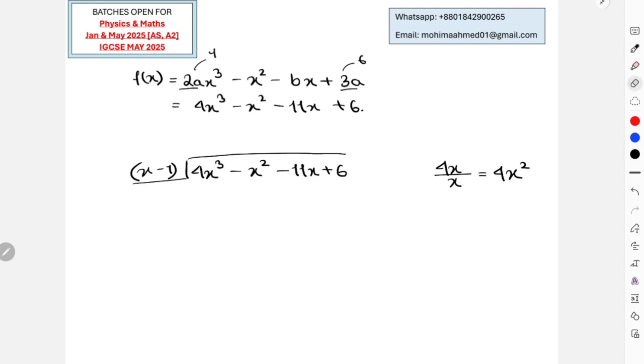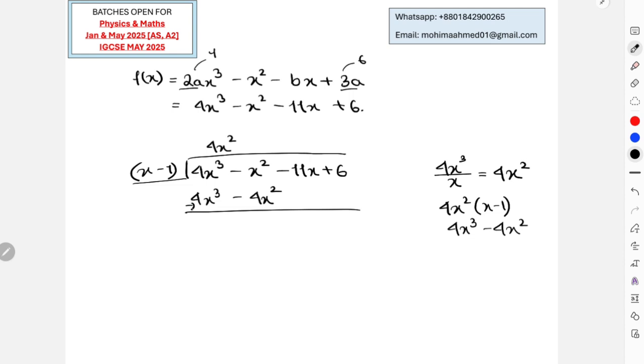So this was 4x cube. Now you have 4x square. So 4x square multiplied with x minus 1 gives 4x cube minus 4x square. If you subtract them, this one gets cancelled out, and eventually this is plus and minus. So this is going to be plus 4 and minus 1. So 3x square minus 11x.